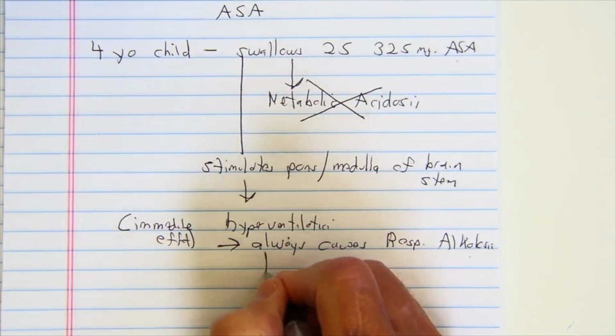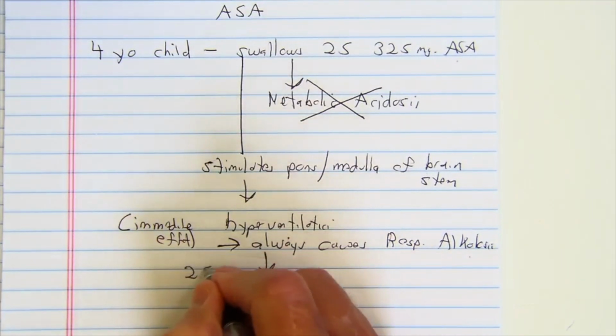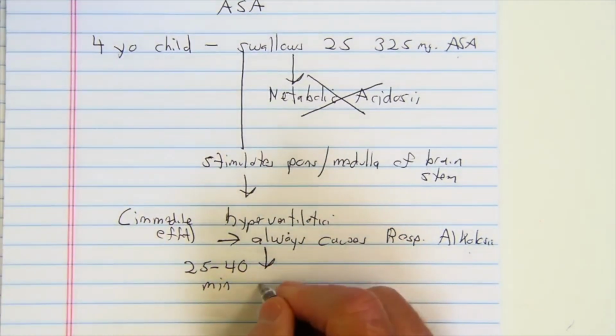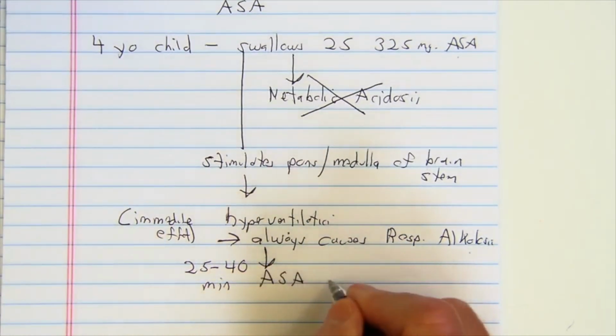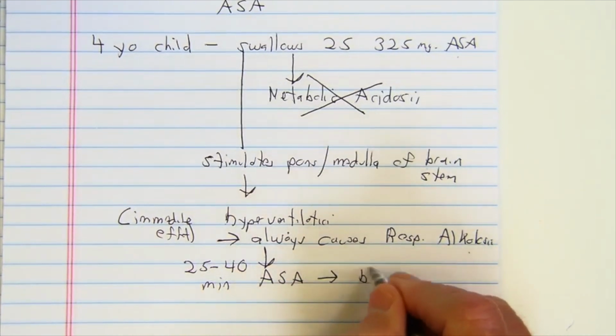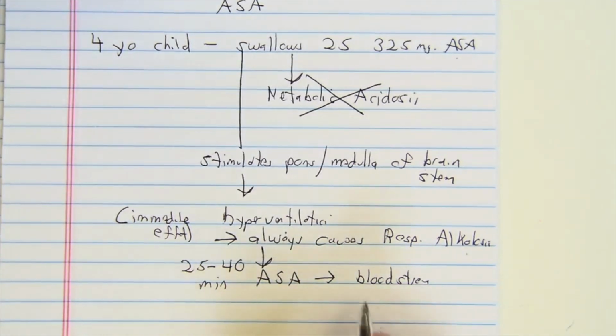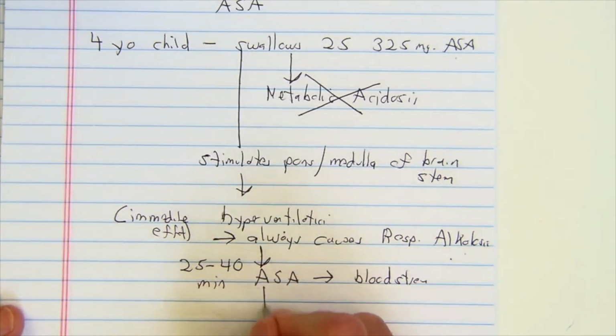But then, after about 25 to 40 minutes after ingestion, that acid, that ASA or aspirin, is going to go into the bloodstream. And therefore, what's going to happen, we're going to have a respiratory alkalosis, which is the initial problem, which is going to be superimposed by a metabolic acidosis.